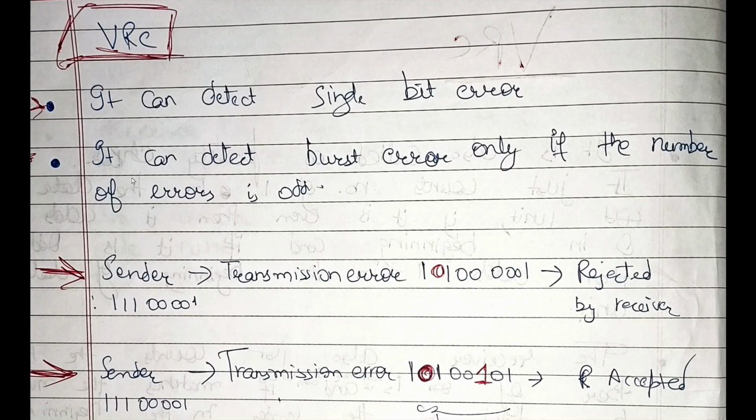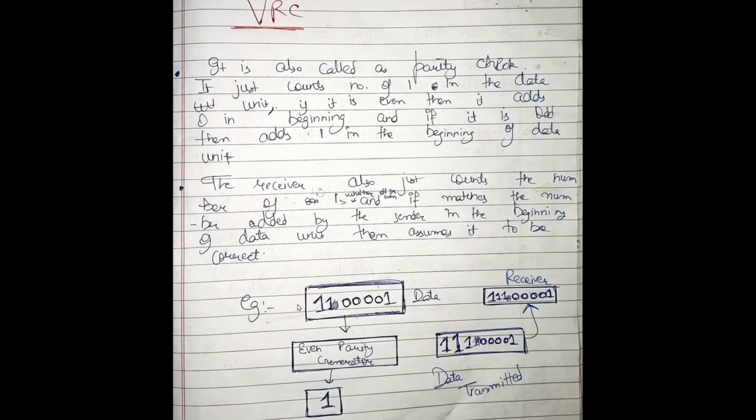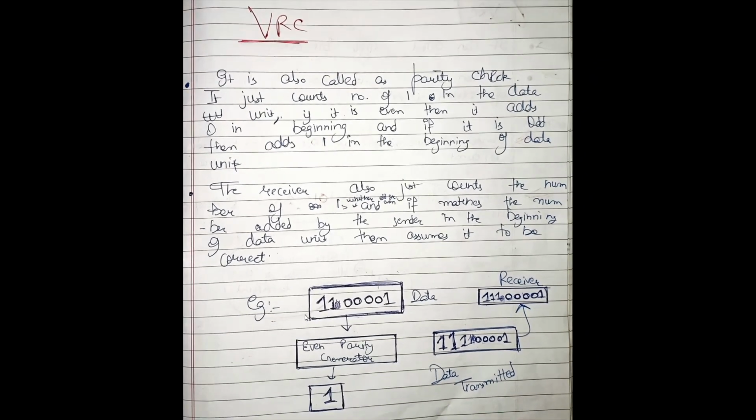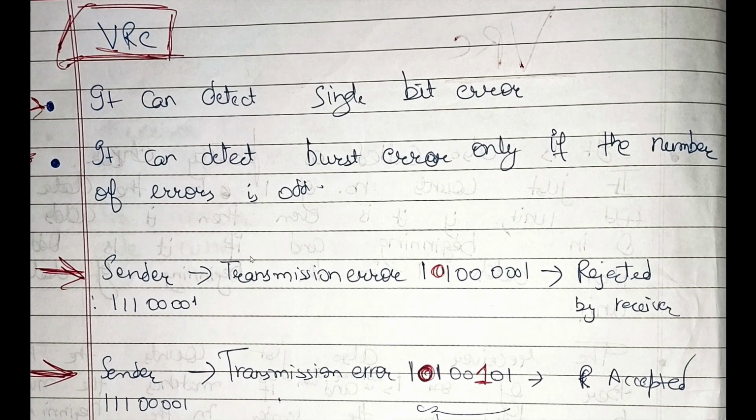Okay, it can detect burst error only if the number of errors is odd. So if the number of errors is odd, that is 1 bit got modified, or 3 bits got modified, or 5 bits got modified, then it can detect it. However, if an even number of bits got modified, then it cannot detect it, as I mentioned and explained earlier. Now, what I told you is written over here.